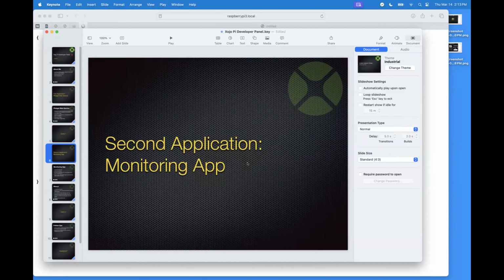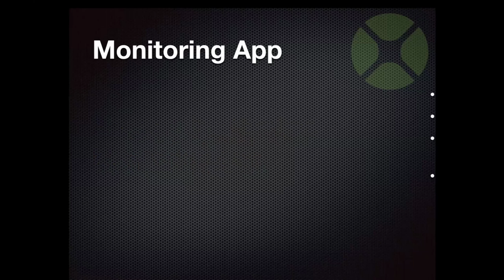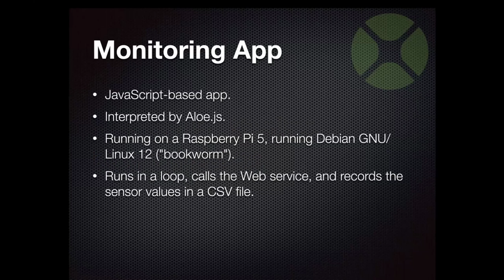And the second app is an app that I built to monitor the values coming off of a web API. And so basically it's a JavaScript-based app, and I'll explain why I'm showing you a JavaScript app here on a Xojo webinar in a second. But it's a JavaScript application that's interpreted by something called allo.js, which I'll explain in just a minute. The app is actually running on another Raspberry Pi that I have here. It could run on the same one if you wanted it to, as the web API.